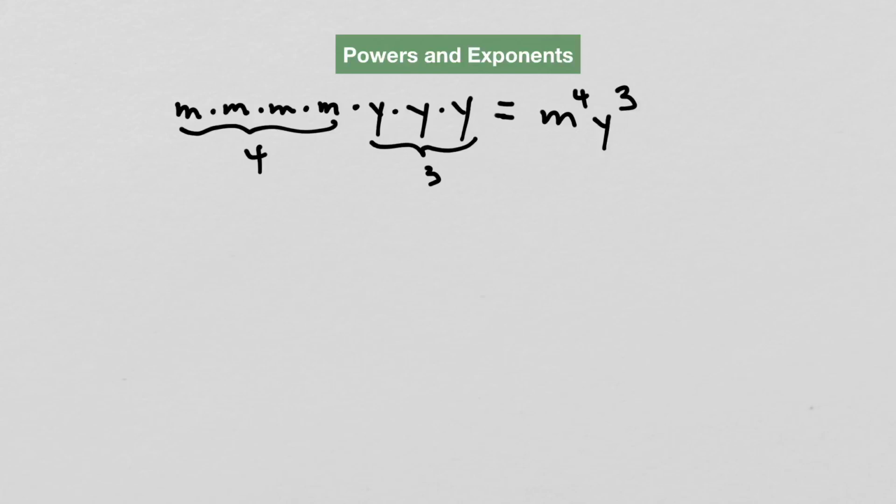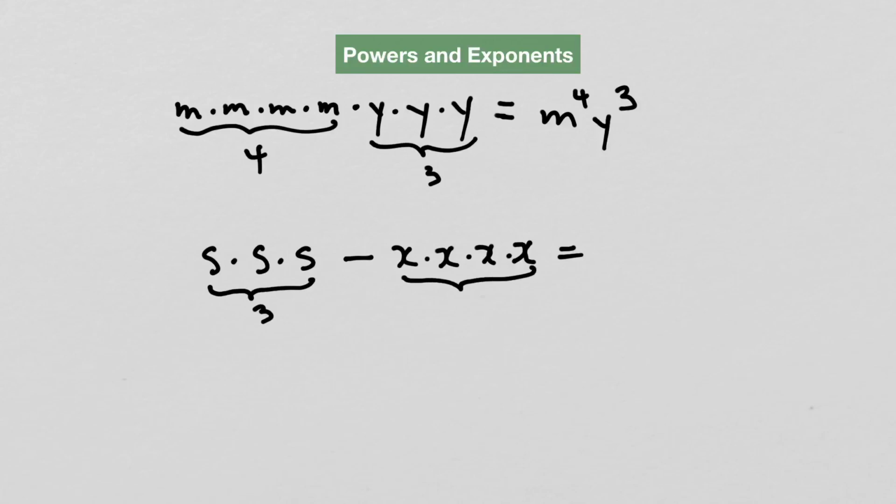One last example. Let's suppose we have s times s times s minus x times x times x times x. What does that equal to? Well, we have 3 s's here being multiplied together, and we've got 4 x's being multiplied together. So the way we would write this in terms of exponents would be s to the 3rd power minus x to the 4th power. Hopefully that makes sense.